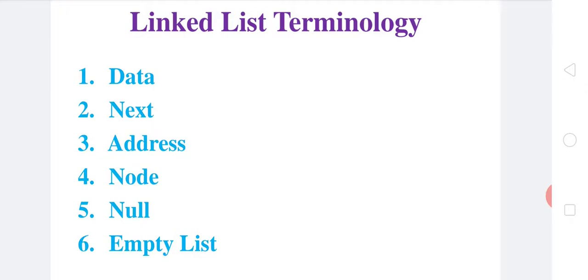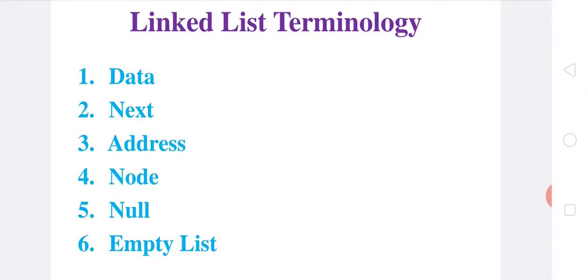Actually, next is the pointer field, which stores the address of another node. Already we discussed in the previous slide the next field, which contains the address of the next node. The third one is address. The address field contains the address of the next node. Basically, next and address are both the same. It means that node A stores the address of node B.